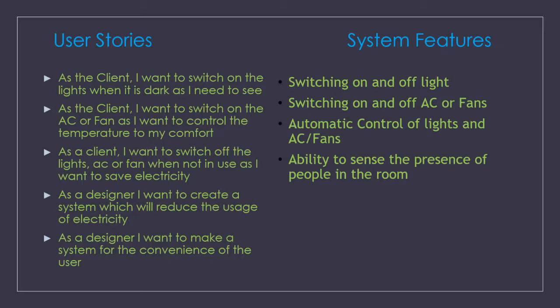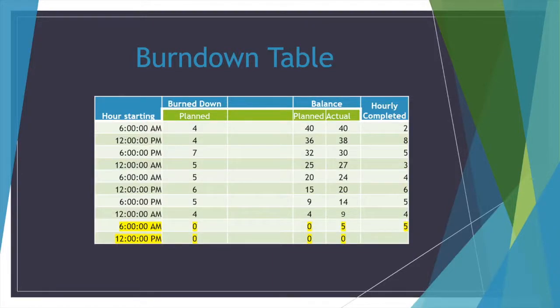As for a designer, the designer would want to create a system which will reduce the usage of electricity and to make a system that is convenient for the users. In the system features, we have switching on and off the lights, switching on and off the ACs, automatic control of lights and AC, and the ability to sense the presence of people in the room. Moving on to the burn down table. The burn down table had been edited a little bit after the additions and improvements to our new system.